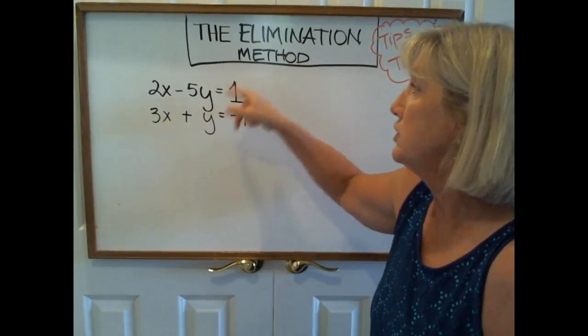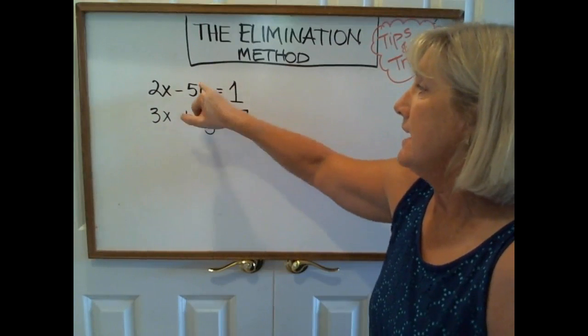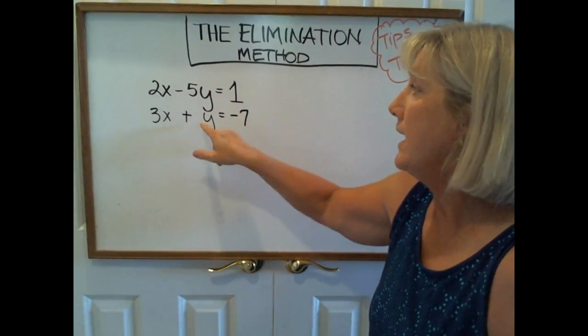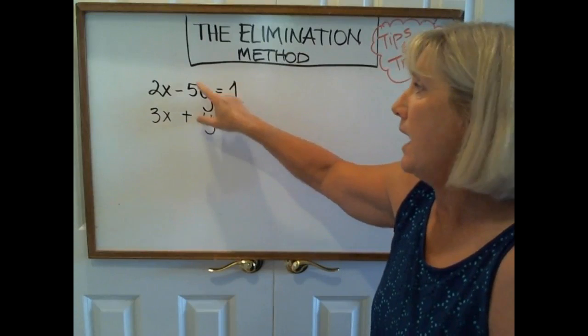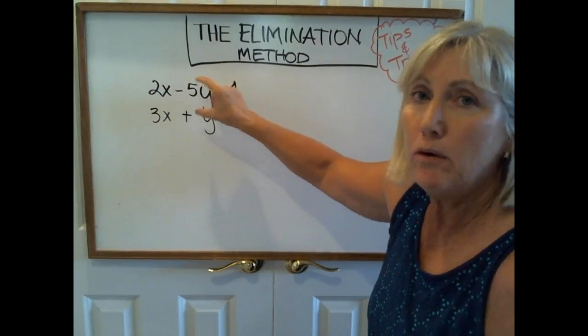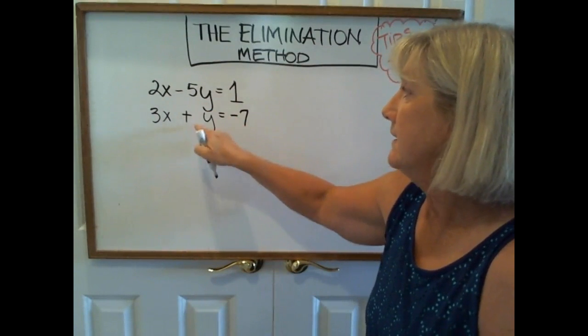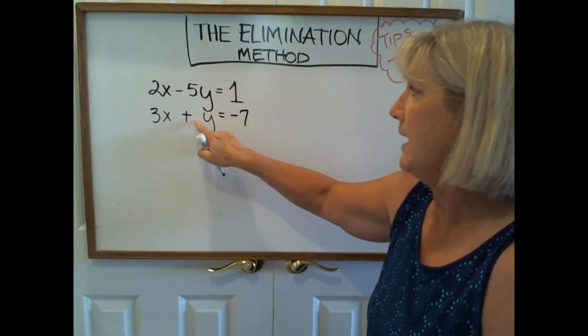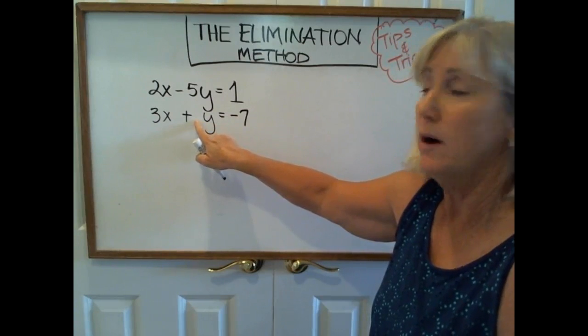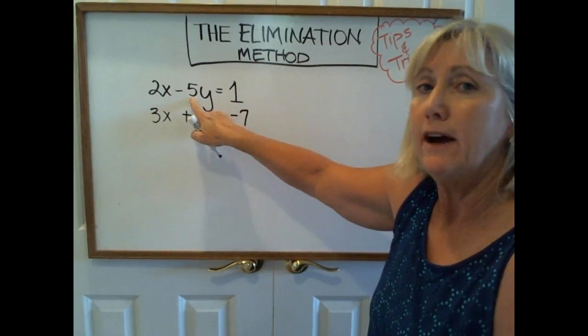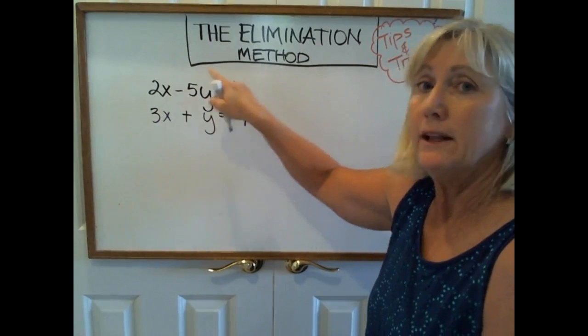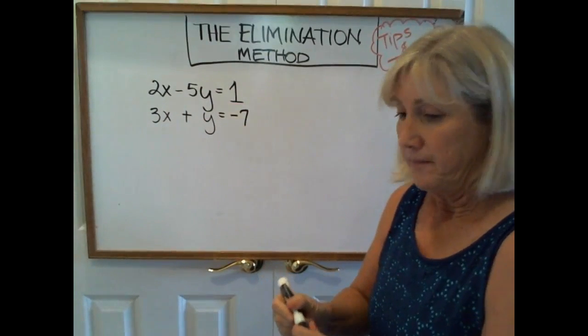So I choose which one would be easier. In this case, I think it would be the y's because I only need to change one of them. The object is to get them equal but opposite for the coefficients. So in order to get these opposite, I would need to make this a positive 5y. So when I add a negative 5y to it, it will eliminate the y's.